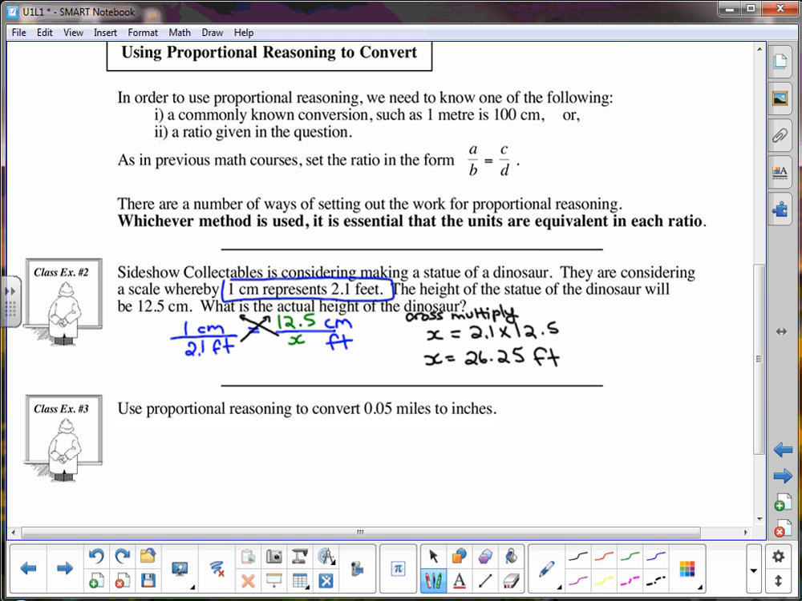And last, you should write a sentence whenever it's a word problem. The dinosaur was 26.25 feet.